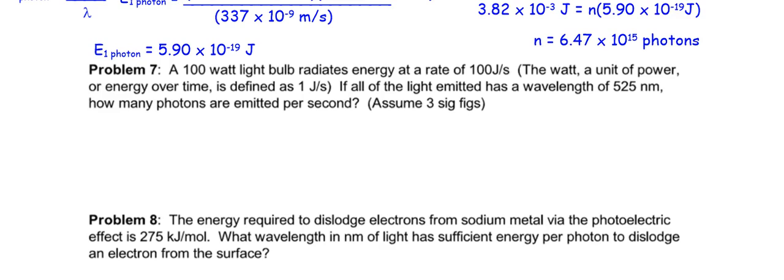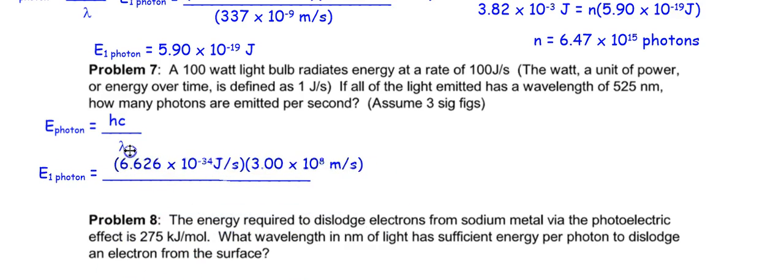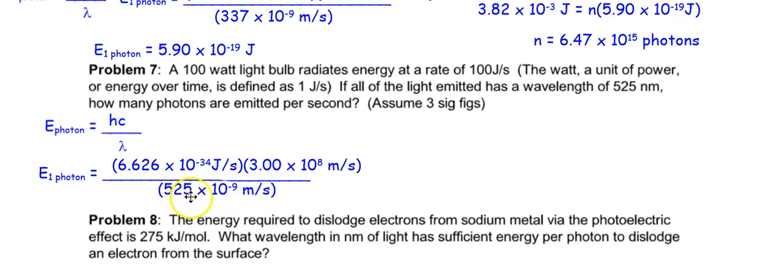Okie dokies. This is what I did. I have E photon equals h nu. Therefore, I just started plugging in some numbers. And there you go. And then what did I get? I got E of one photon equals 3.79 times 10 to the negative 19 joules. All right, that makes sense. It's kind of in the range of visible light. Isn't that what a light bulb is supposed to do?